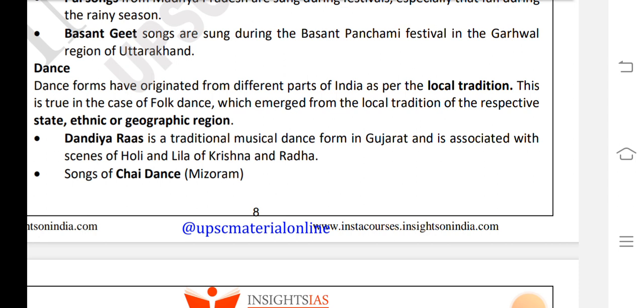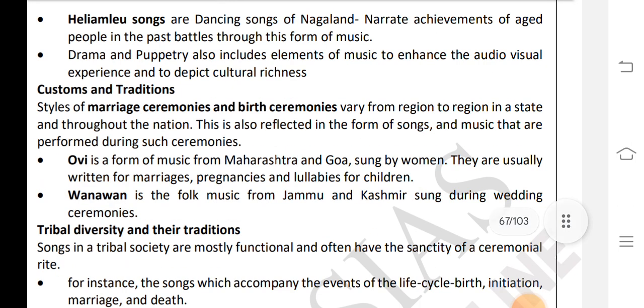According to the festivals, certain religions also developed different music styles. Pai songs from Madhya Pradesh are sung during the festival, especially those that fall during the rainy season. Basant Geet songs are sung during the Basant Panchami festival in the Garhwal region of Uttarakhand. Dance forms have originated from different parts of India as per the local traditions, and this is true in the case of folk dance, which emerges from the local traditions of the respective states and ethnic or geographic regions.